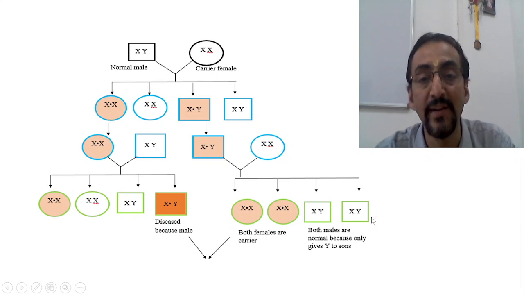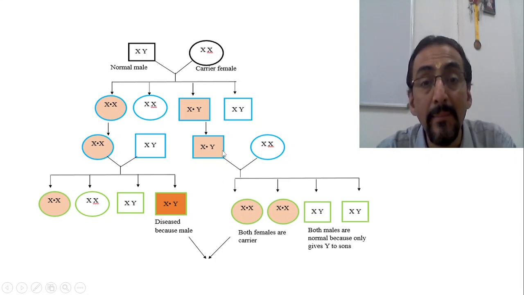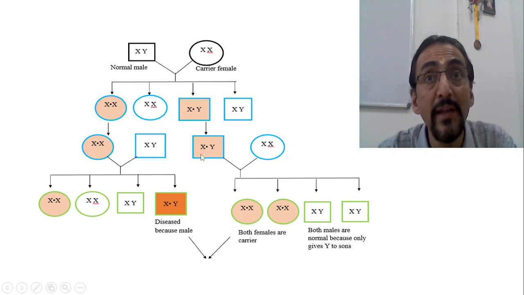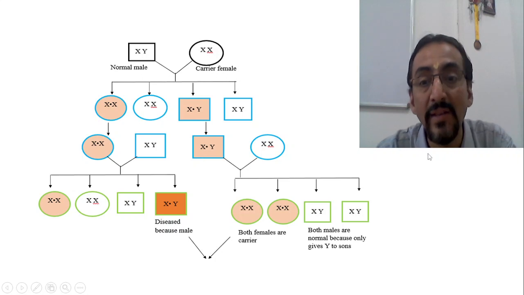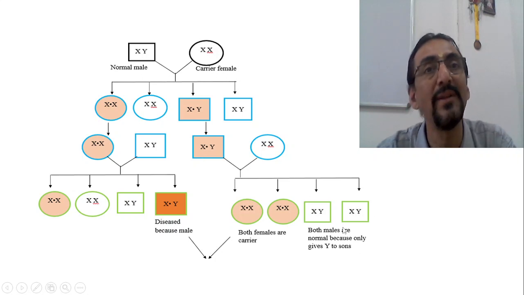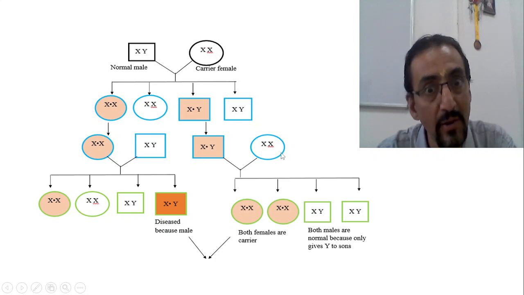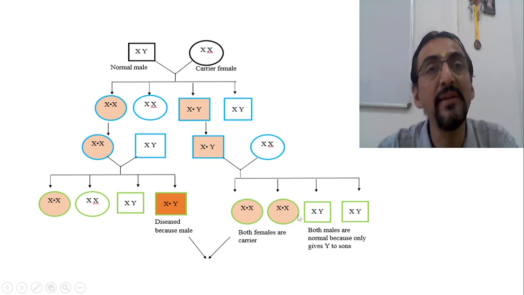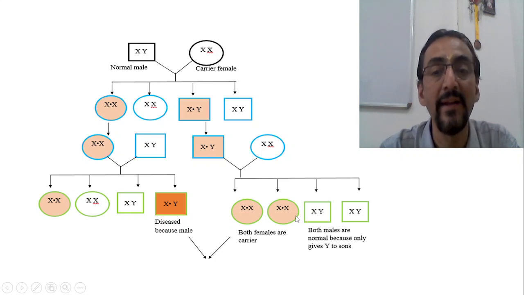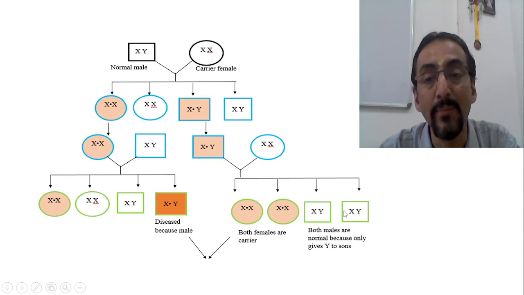What did you observe here? The male is diseased. A diseased male gives the X only to daughters, not to the males. Therefore males are not affected. Both the males are normal because the mother is normal and the father is not diseased. As the father gives X only to females, both the females become carriers here. And both the males are normal.